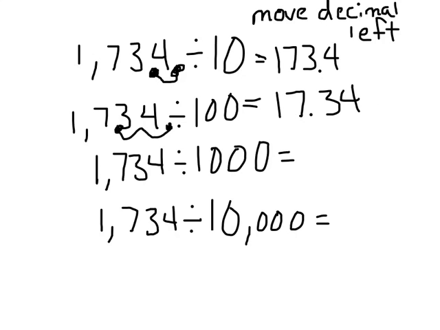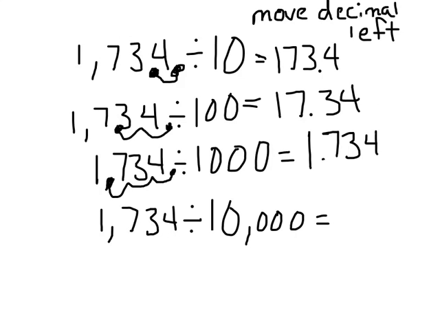Let's try another. What's 1,734 divided by 1,000? Well, how many times would I need to move the decimal this time? I would need to move it 3 times. So I'm going to go once, twice, 3 times. The correct answer is 1 and 734 thousandths.